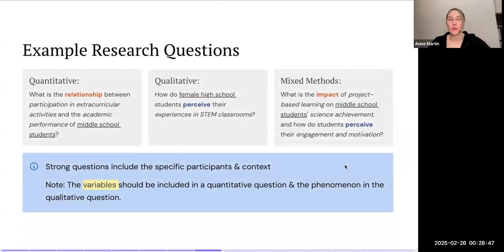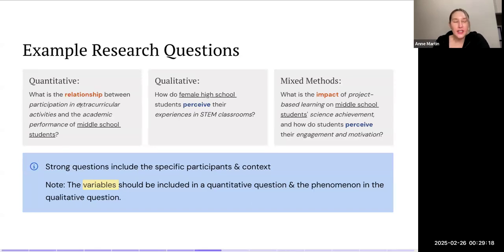So here are some examples, and I'm going to talk through these and talk about some of the different components that make a good research question. So one thing that good research questions do is they include the specific participants and context. So I have that underlined here in all the quantitative, qualitative, and mixed methods. So middle school students, female high school students, middle school students. That's repetitive, but it could be all types of different settings or participants.